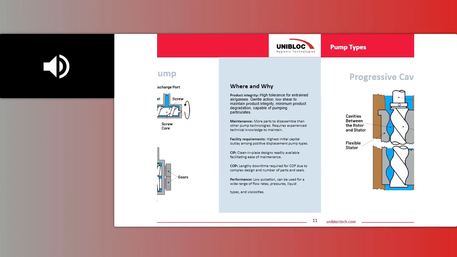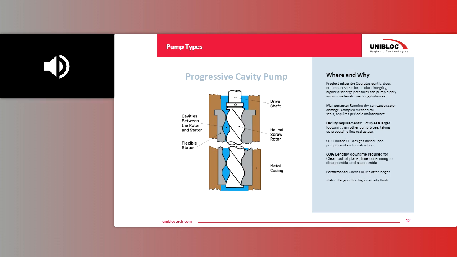And then the last of the 6 pump technologies commonly is a progressive cavity pump. These pumps are also gentle handling. They can pump large particulates or solids, so they're good in that sense. It does have a rotor and a stator inside. The biggest downfall to progressive cavity pumps is running them dry.